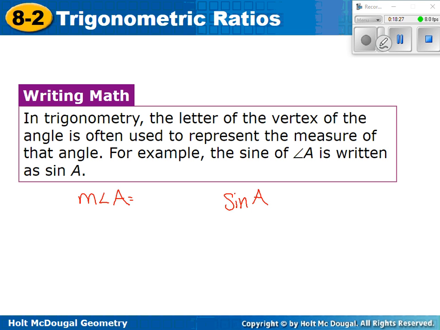Or it may be that they use Greek letters and it's sine theta equals, okay? So it just depends on what the problem looks like. But angle A, angle B, or theta, or alpha, or beta, whatever letter, this is talking about the angle measure.